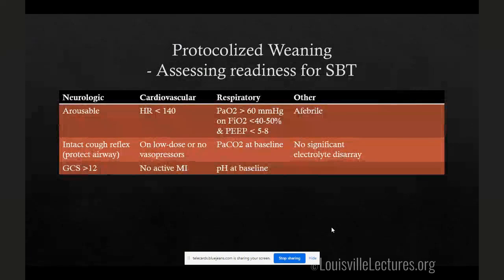Other things that are less firm is the patient afebrile. So have you addressed the underlying causes? Is the patient's electrolytes, like hyperkalemia, hypocalcemia, things have been addressed.